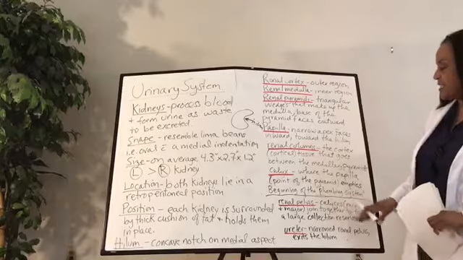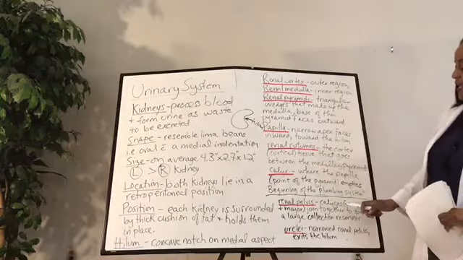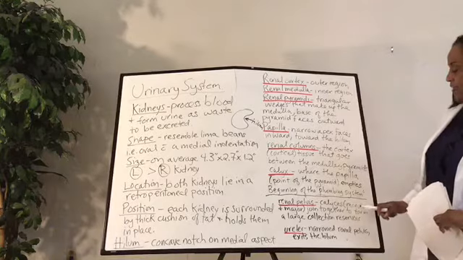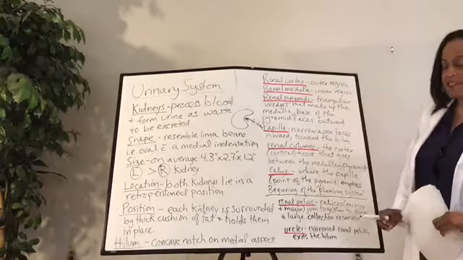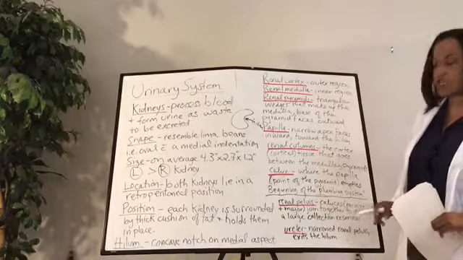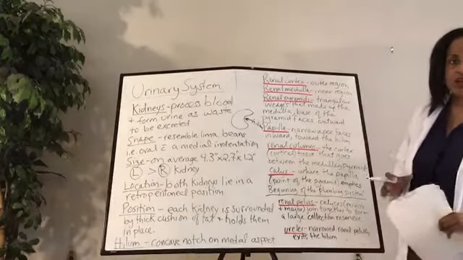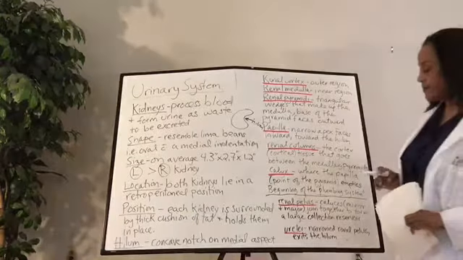And these calyces, so you can see that this is plural for calyx. Calyx is singular, calyces is plural. These are minor and major calyces that join together. They're going to coalesce to form a large collection reservoir. That large collection reservoir is known as the renal pelvis.